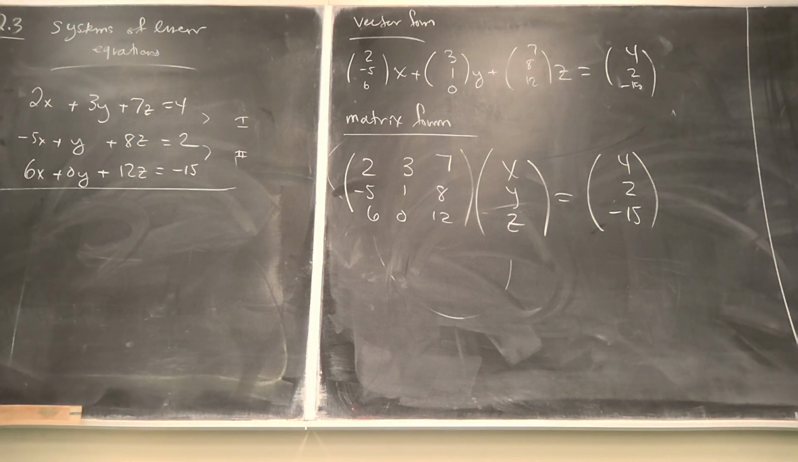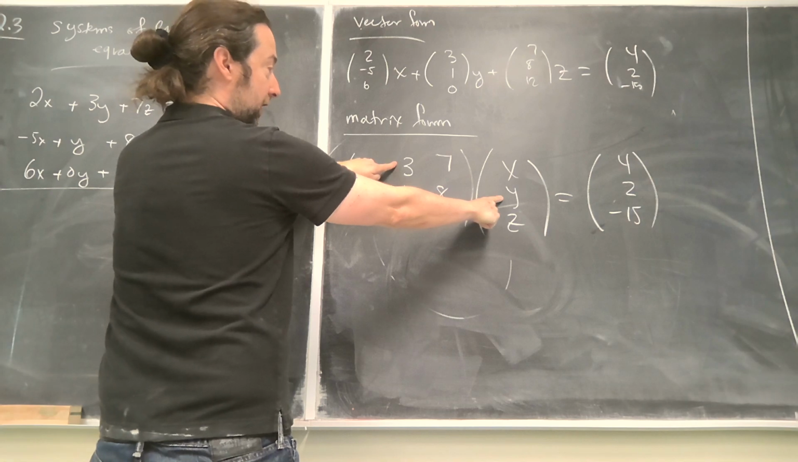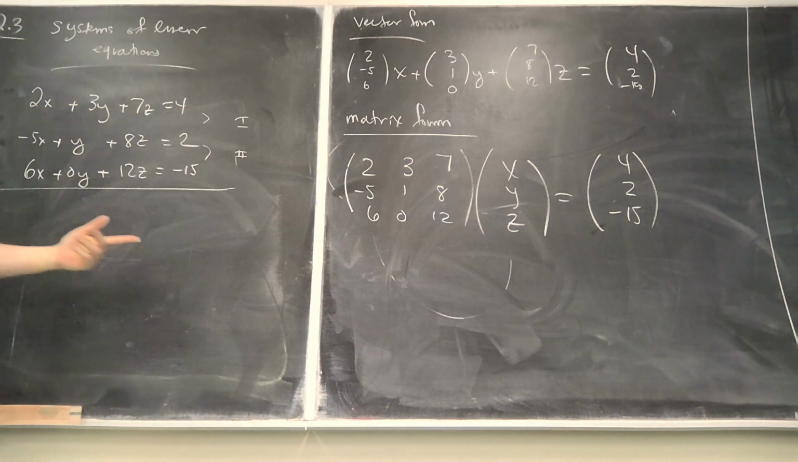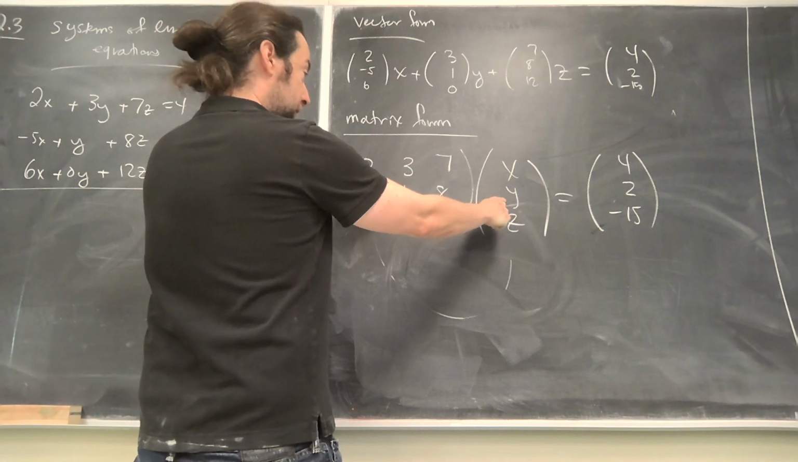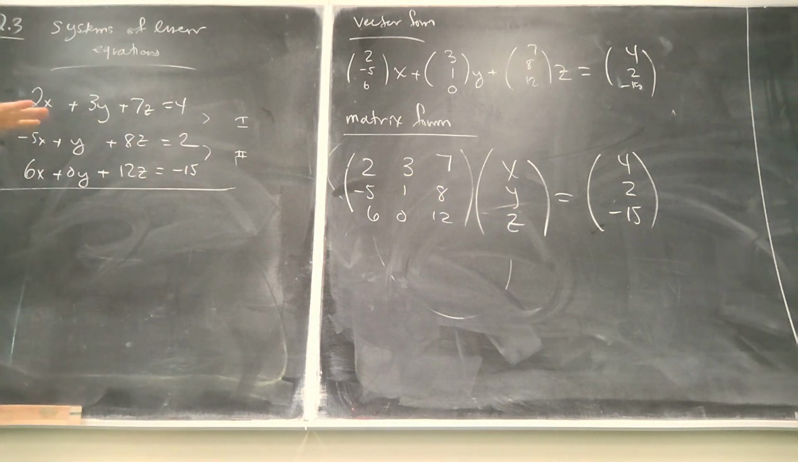You can see it has the original equations inside of it, because the way matrix multiplication is defined, you would write 2x plus 3y plus 7z, which is the left-hand side of this equation. And likewise, minus 5x plus 1y plus 8z, right? So that carries these equations as part of it.